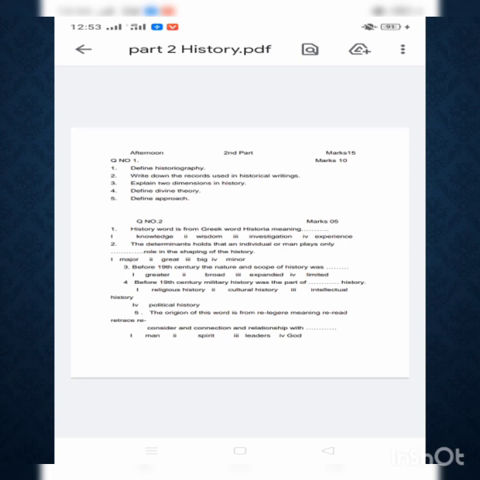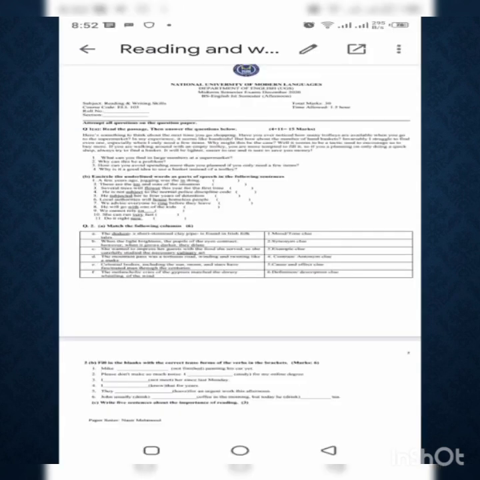Now this is the paper of reading and writing skills. So question number 1 part A is: read the passage and answer the following questions. It is a reading passage which is followed by some questions. You have to read the passage and answer the following questions. And part B is: encircle the underlined words as parts of speech in the following sentences. You have to identify the parts of speech.